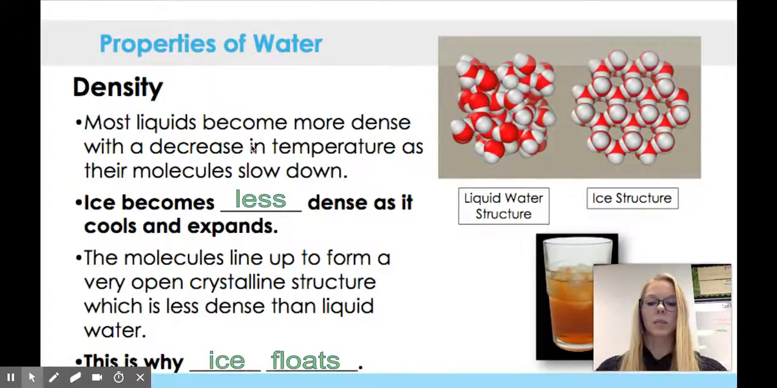Water is unique when it comes to its density as a solid. Most liquids become more dense when temperatures decrease, as their molecules slow down. Ice becomes less dense as it cools and expands. In ice structure, the molecules line up to form a very open crystalline structure, which is less dense than liquid water. This is why ice floats. Ice is actually very important for aquatic ecosystems in Arctic regions of the Earth because it helps to insulate the water below, keeping ocean and lake temperatures warmer for aquatic life.